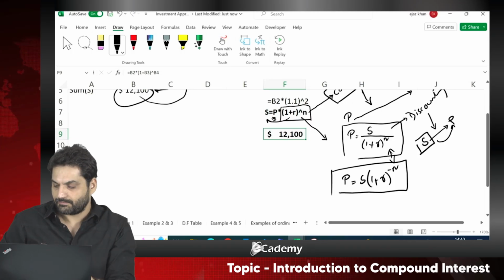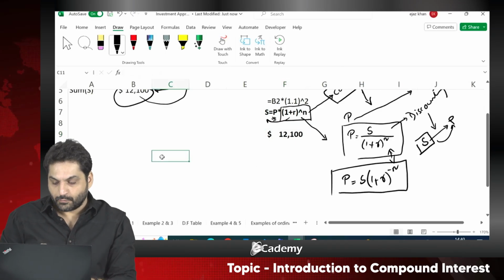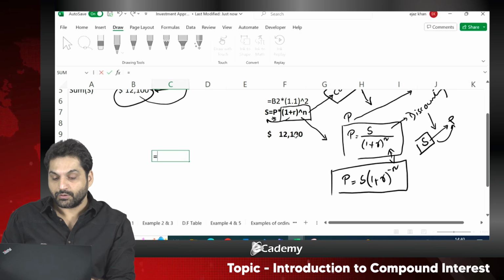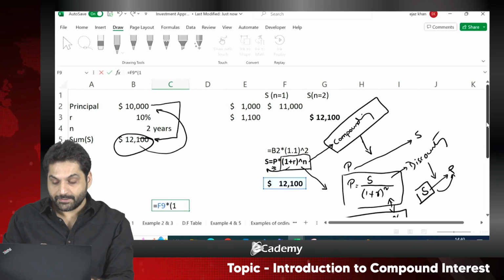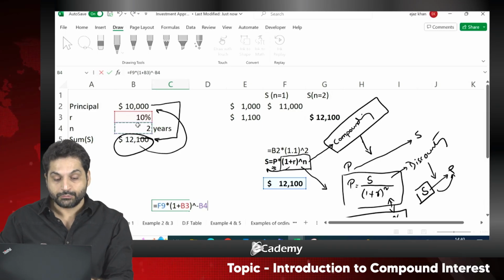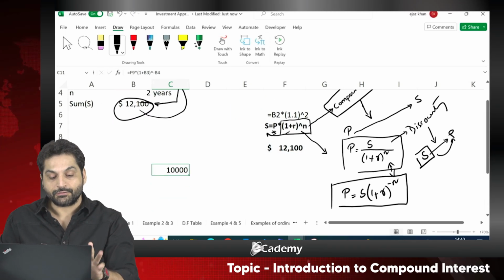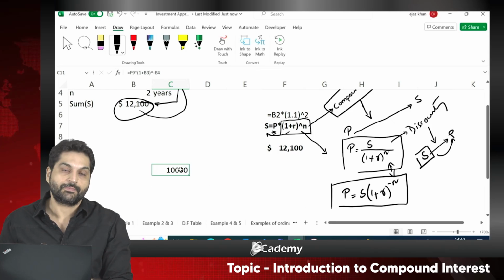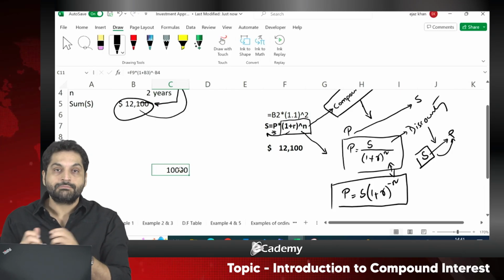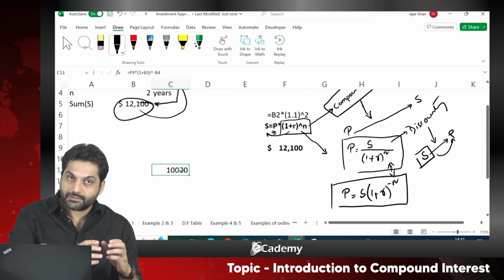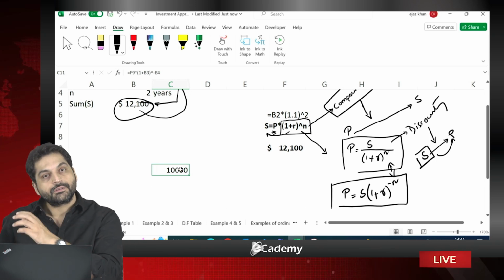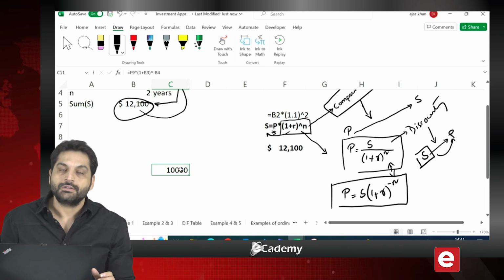So let us try this. Now we need to find out P. So we know the S value, 12,100, into 1 plus the rate of interest, that is 10%, power minus 2. So the resulting answer should be 10,000, and here we go, we have got 10,000. So this is how we do compounding, and if we know the value of today, that is the amount of investment of today, and we need to find out the value after 3 years, 4 years, or 5 years by adding the interest, this is how we do it.